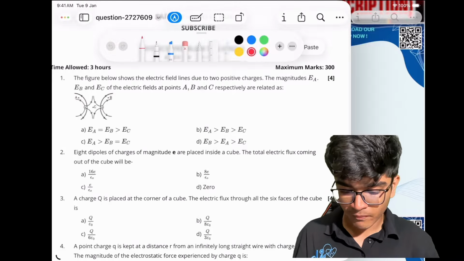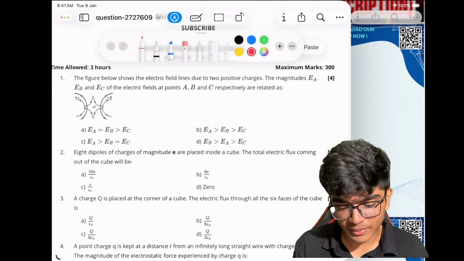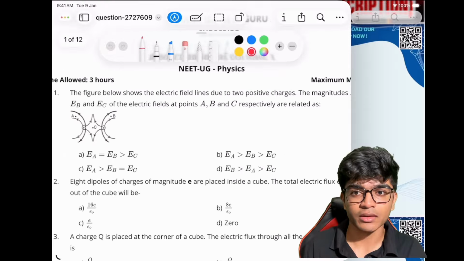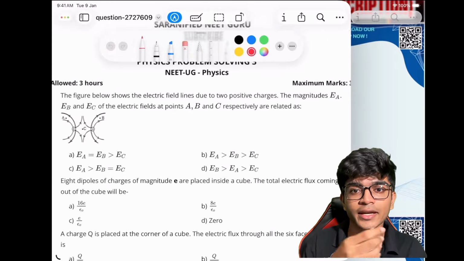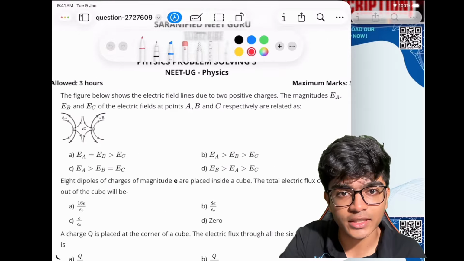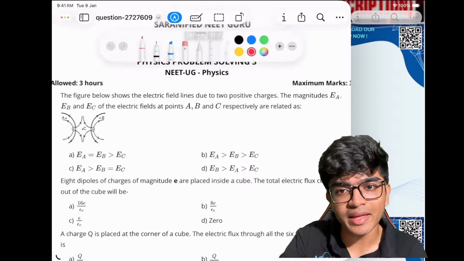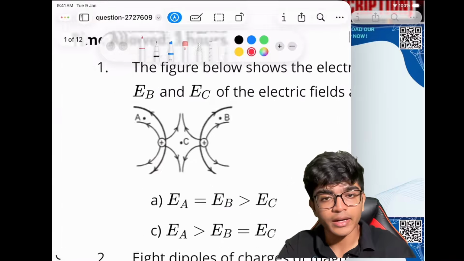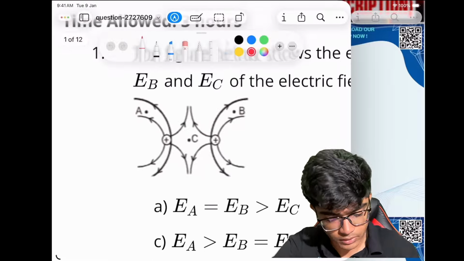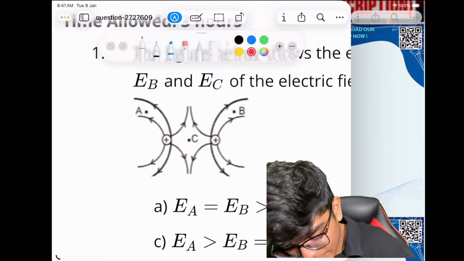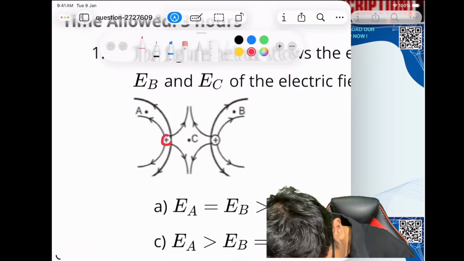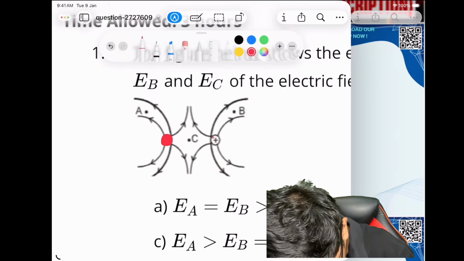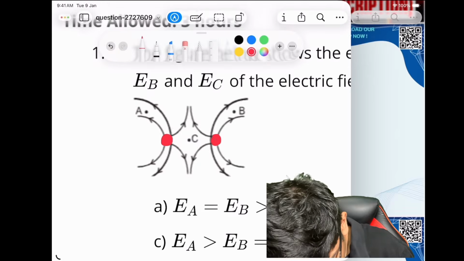Okay, fine. A figure is shown below. This is the first question. It shows electric field lines due to positive charges. The magnitudes EA, EB, EC are the electric fields at points A, B, C respectively. Look at the diagram. Now if you look here, this is my positive charge.